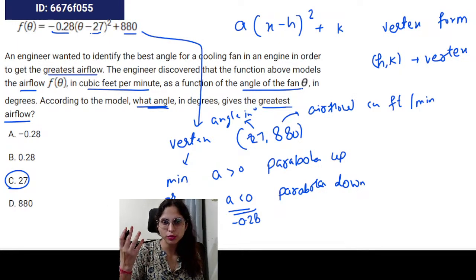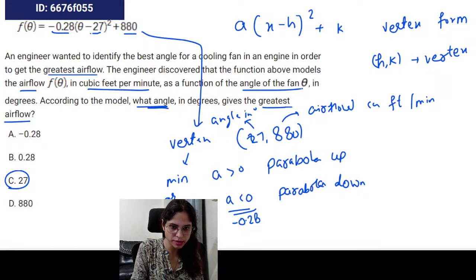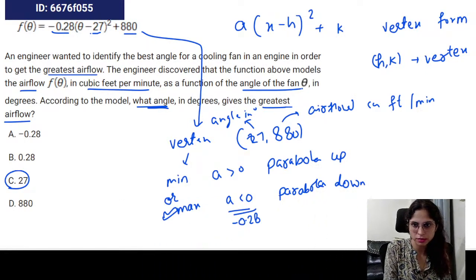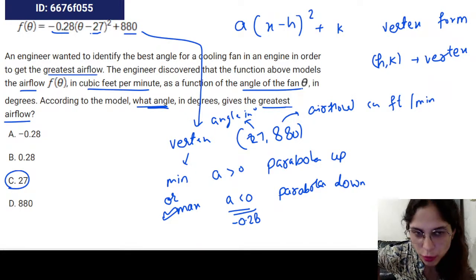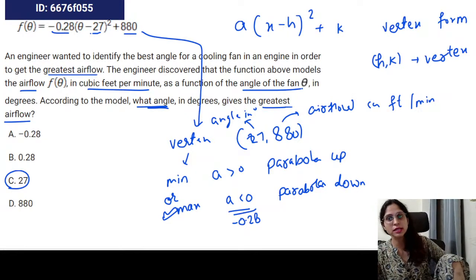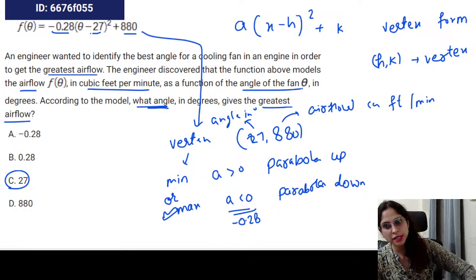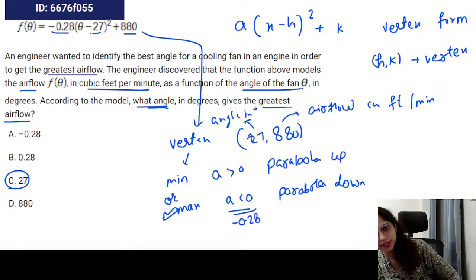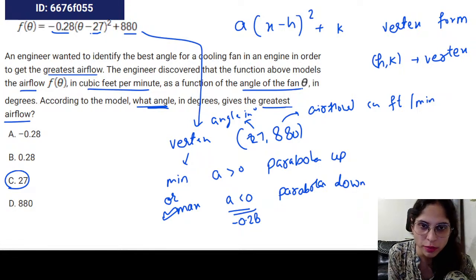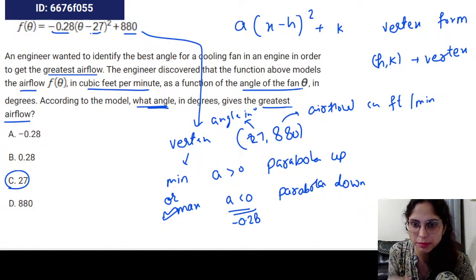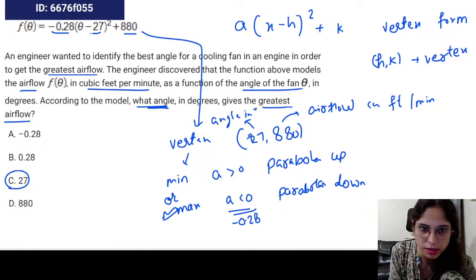For this question they just want to know the vertex, and the equation is directly given in vertex form. So the answer is directly 27, 880, and they want to know what angle. That means the answer is 27, because they are talking about the angle.